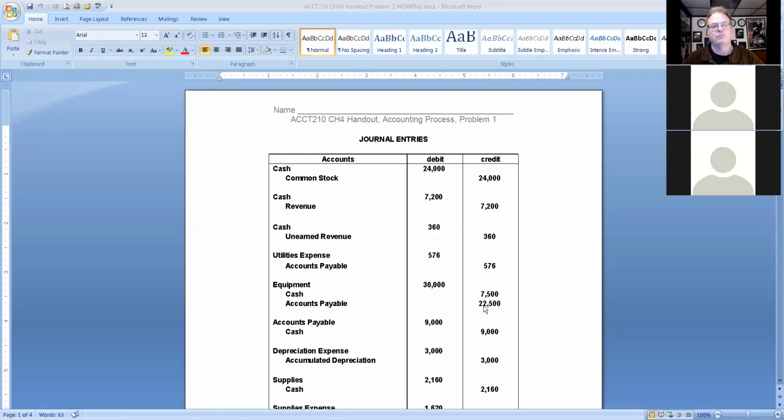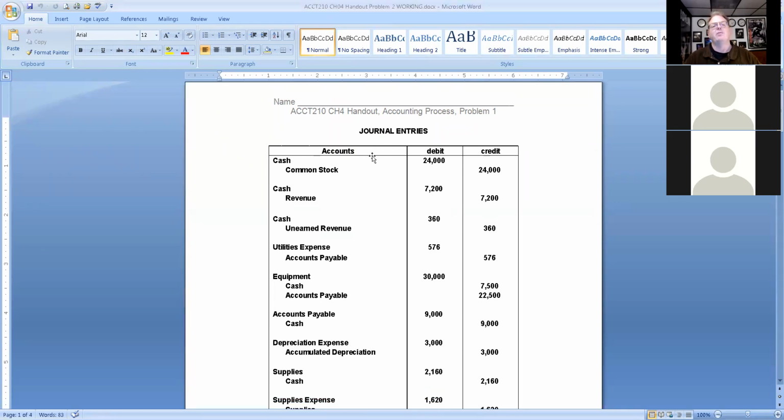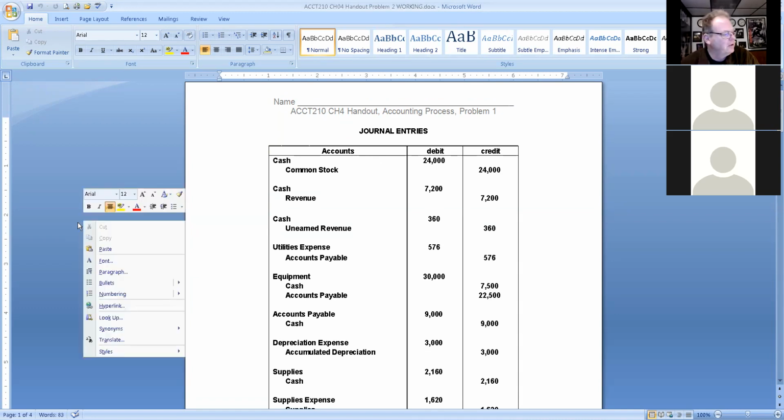Okay, so we're going to start out with, I had it up and I closed it. Share my screen. This thing. So if you pull that up, if you don't have it, it's in Blackboard under the files, the course files.